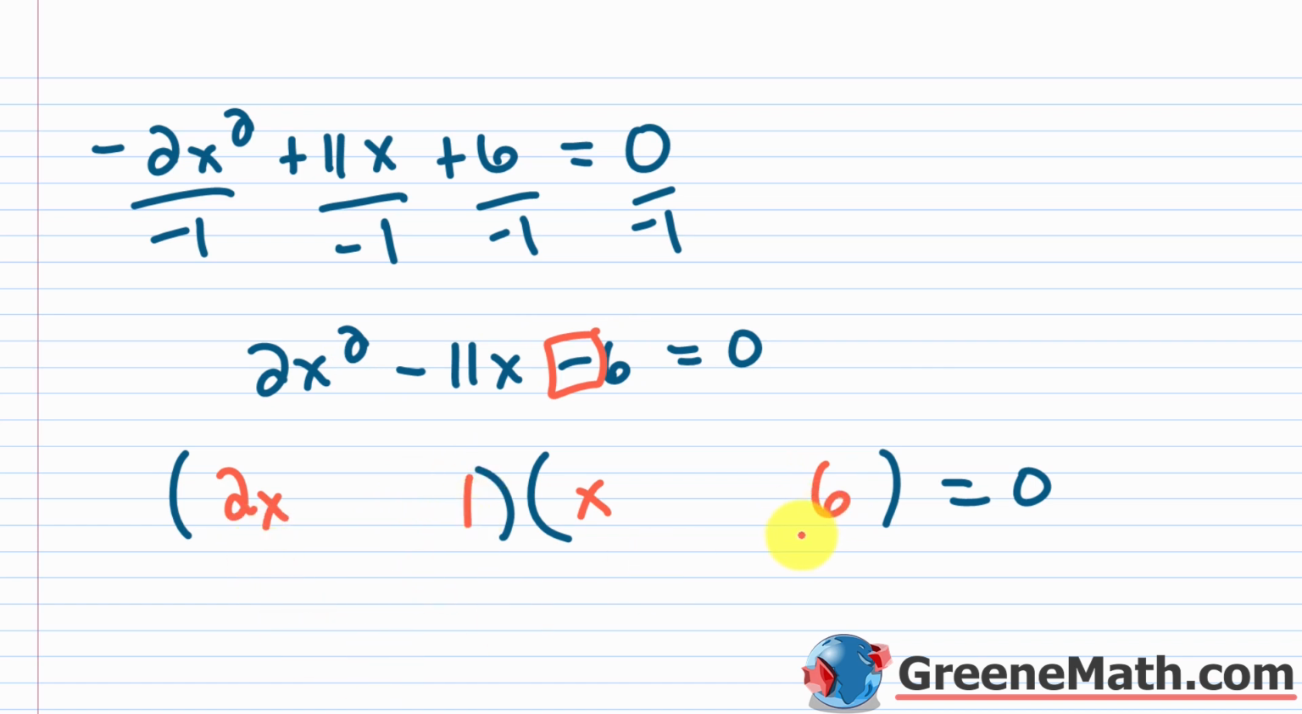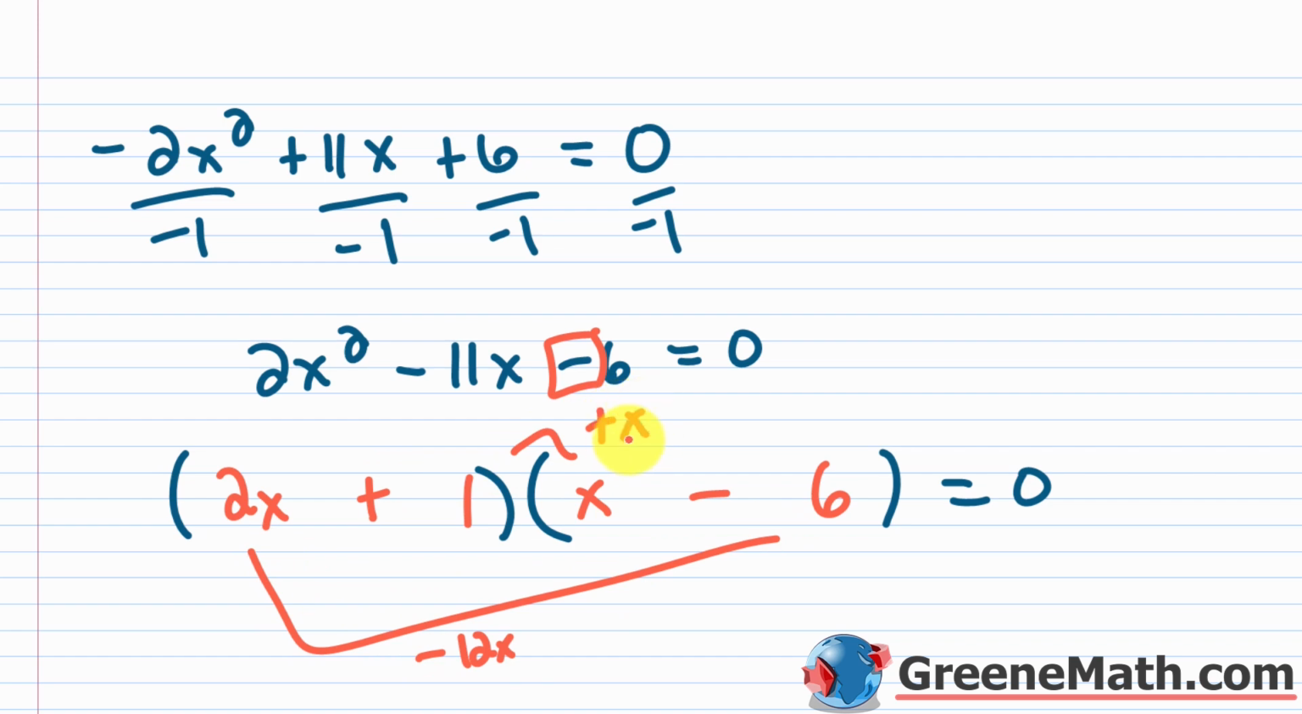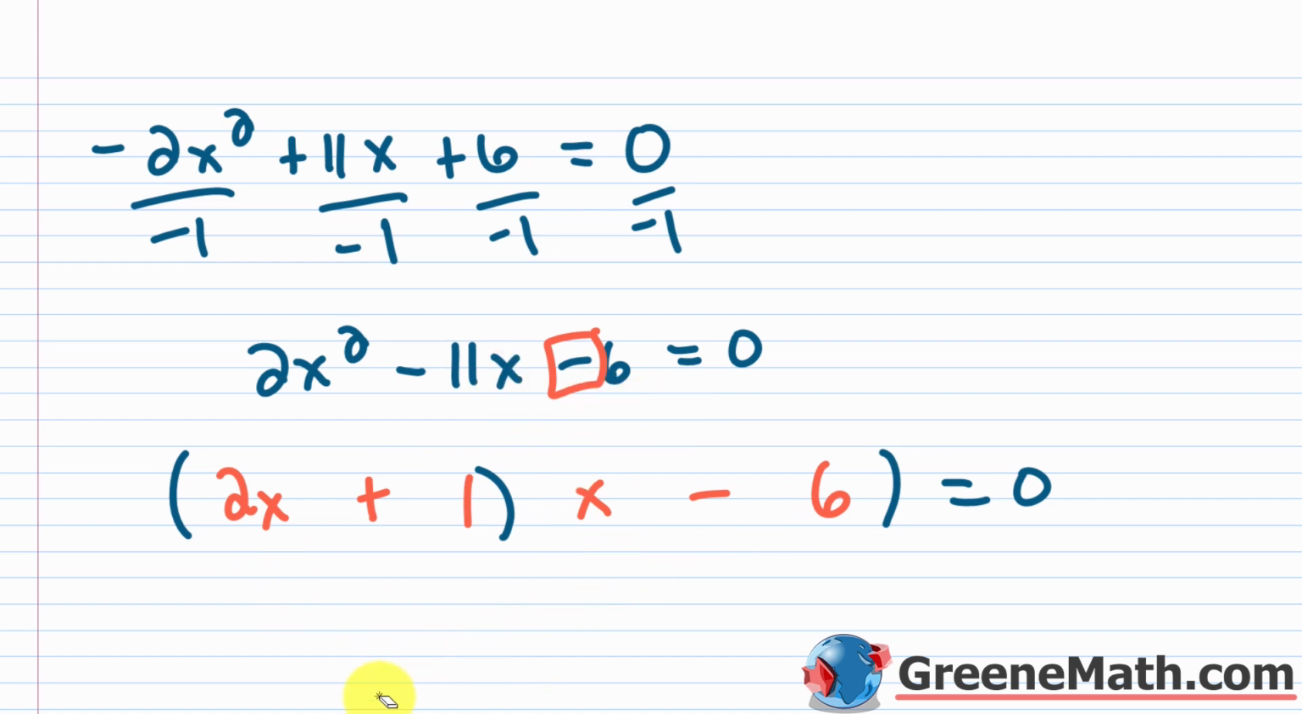Well, this is going to be 12 minus 1, which is 11. So this needs to be a negative, and this needs to be a positive, and that's what we want, right? This is negative 12x. This is x. And basically, negative 12x plus x is negative 11x. So this is what we want. And I didn't mean to do that.